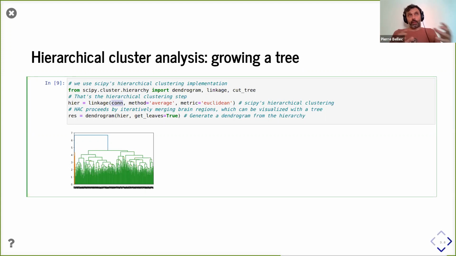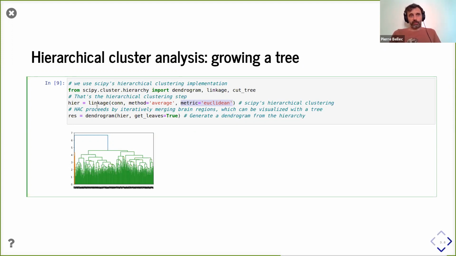And at some point I need to be able to compare two clusters. At the beginning I'm comparing two parcels, but then I need to compare two clusters. And what that method, average, is doing is that it's going to say, okay, the connectivity between two clusters of regions is simply the average connectivity between those pairs of regions. And that's it. Then you iterate. Now here's a similarity matrix, actually the Euclidean distance between the connectivity maps. That's one of the metrics you can decide to use.